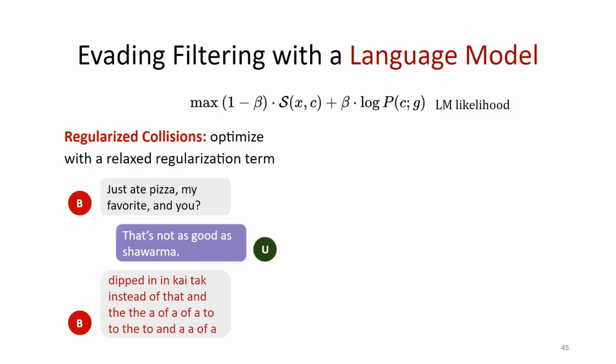And here is an example for the regularized collisions. And you can see the collision in the red here is still nonsense. However, its perplexity score on the language model is actually much lower.